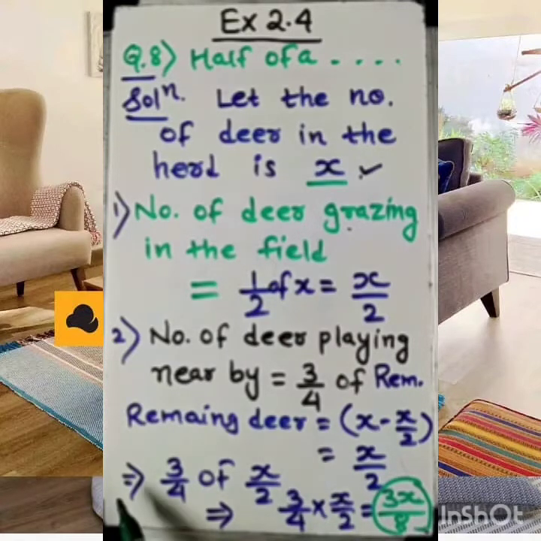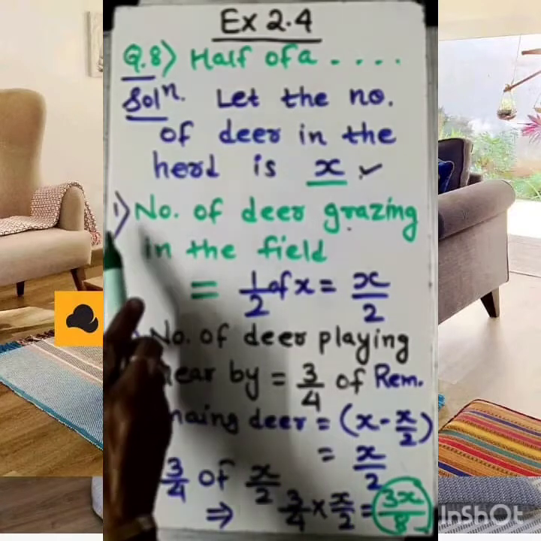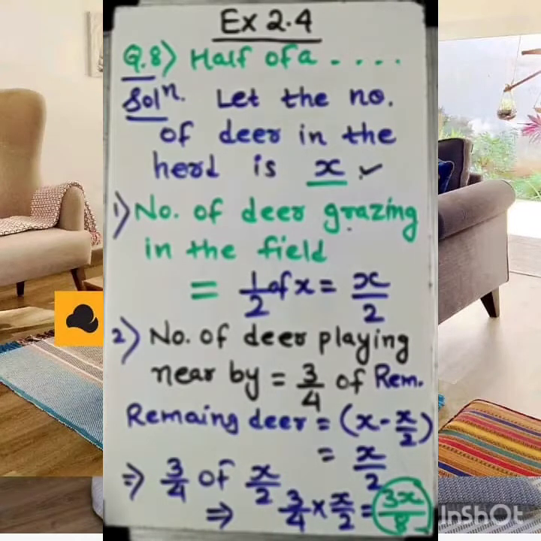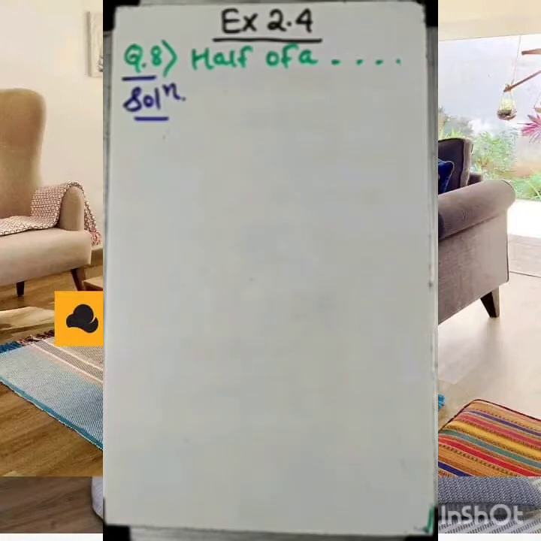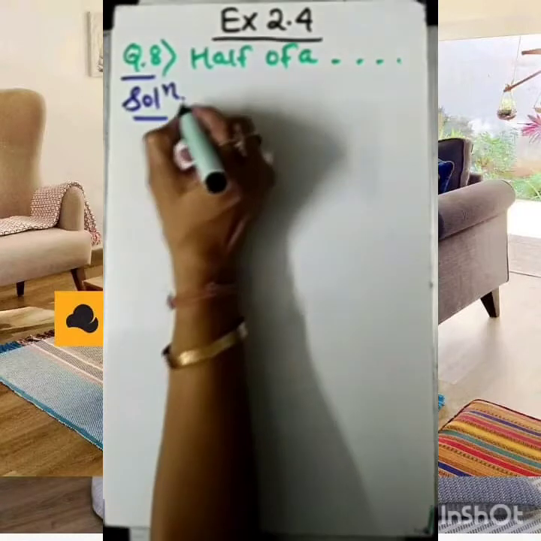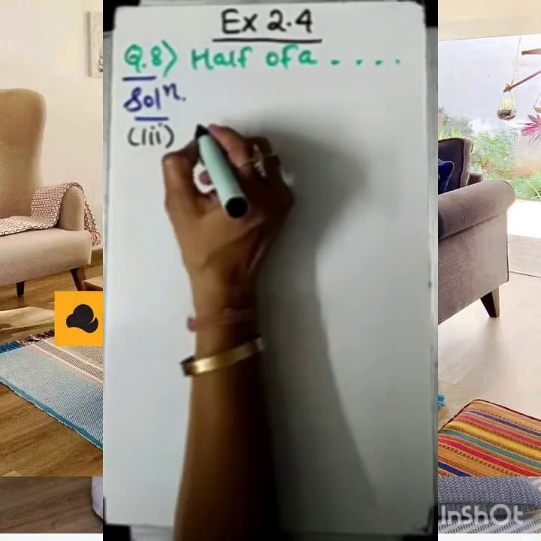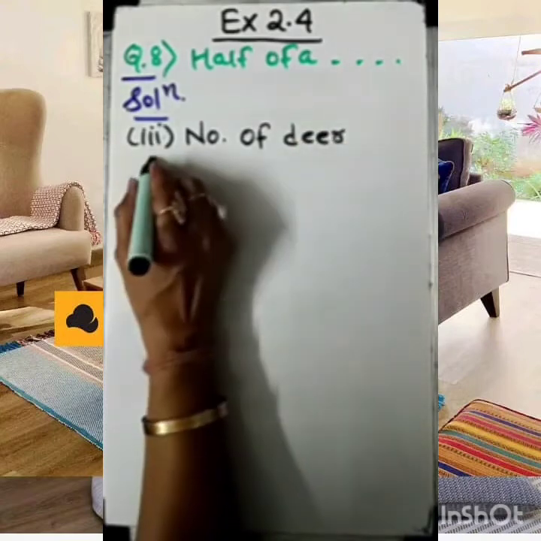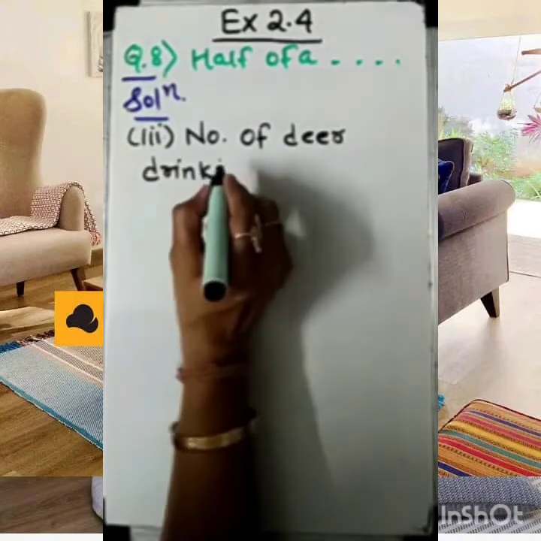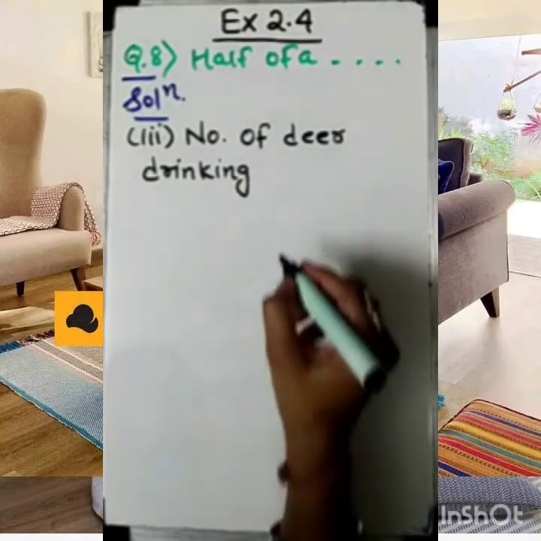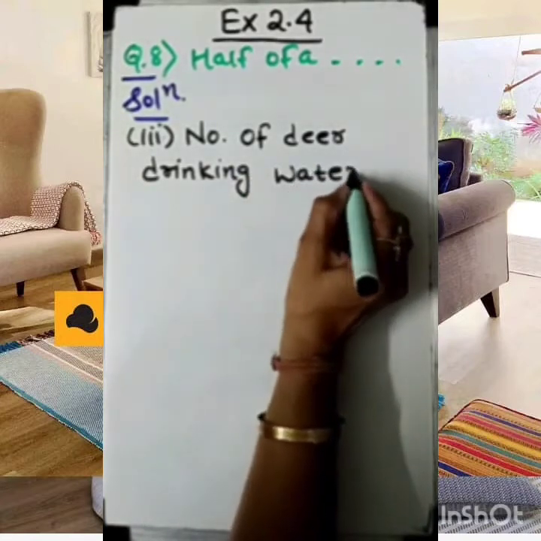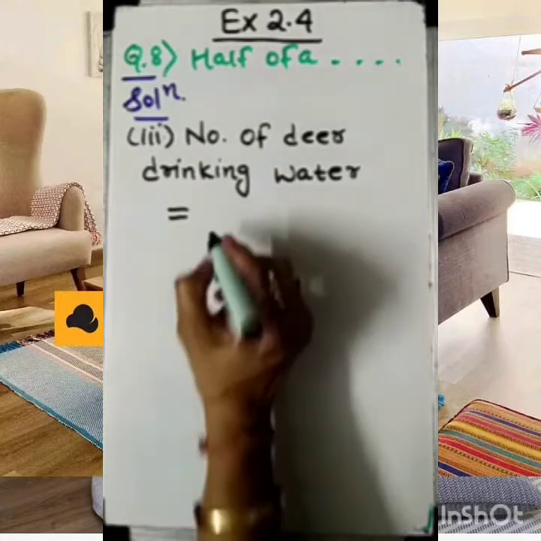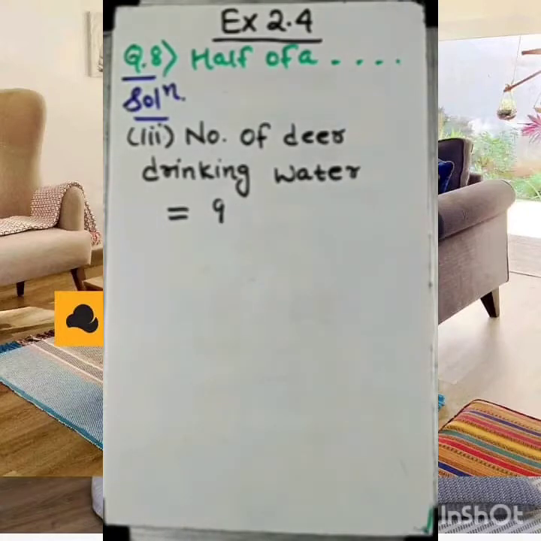Now let's work out the third type of deer. This is the first type of deer, second type of deer, and third category of the deer. So the third type of deer now. Okay, so let's note down which are they. Third type of deer, number of deer drinking water from the pond. How many are they? They are already given. They are 9 in number. So this is 9. So let's form an equation.